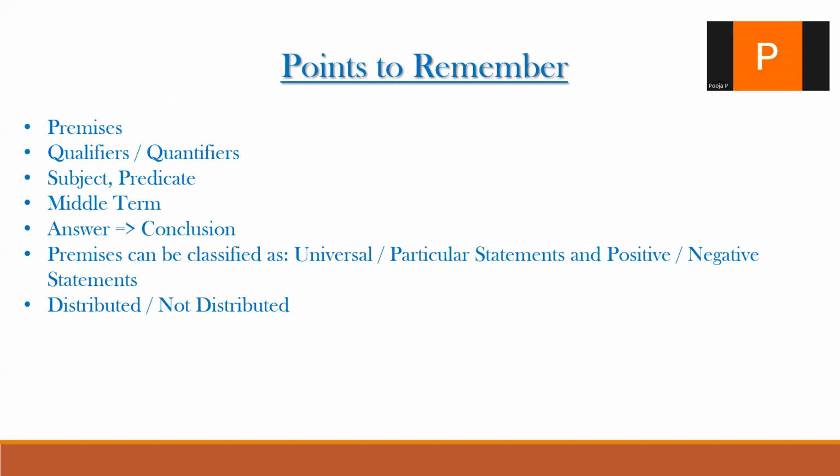If you had all dogs are cats, all cats are pigs, in the first premise, dog is the subject, cat is the predicate. In the second premise, cat is the subject, pigs are the predicate. So cat has come in the first premise as predicate, in the second premise as subject. It is repeated in both the premises, so it will become the middle term. Middle term, irrespective of whether it is a subject or a predicate, that doesn't matter. We will see only if it is coming in both the premises or in more than one premise. And the answer is nothing but the conclusion.